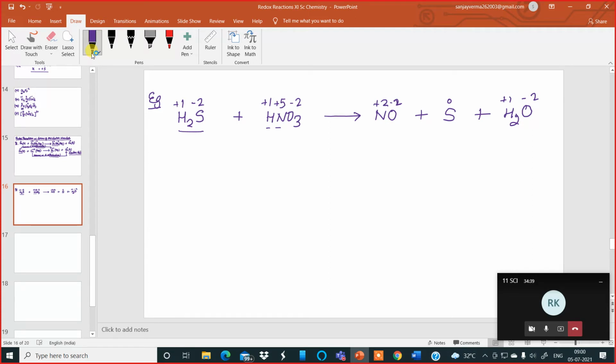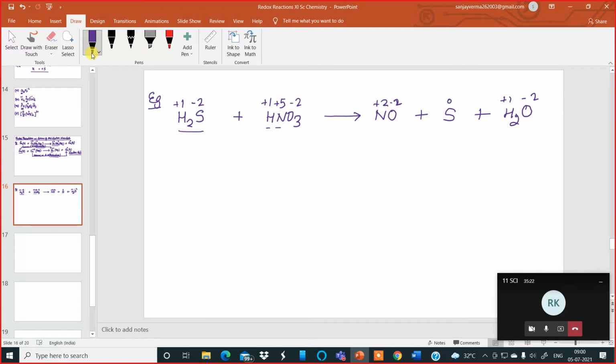In the beginning, take your time to get the oxidation number mentally. If you're not getting it, try it in rough work. With a lot of practice, you'll start working it out mentally for the elements in a compound. After you get the oxidation numbers, write them above the symbols. In hydrogen sulfide, hydrogen +1, sulfur -2. In nitric acid, hydrogen +1, nitrogen +5, oxygen -2. In nitrogen monoxide, nitrogen +2, oxygen -2. Sulfur is 0, a neutral atom. In water, hydrogen +1, oxygen -2.